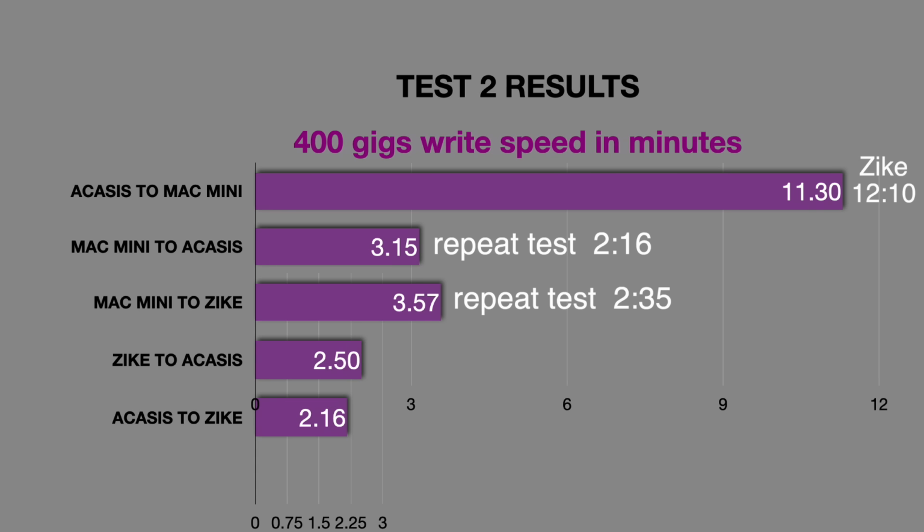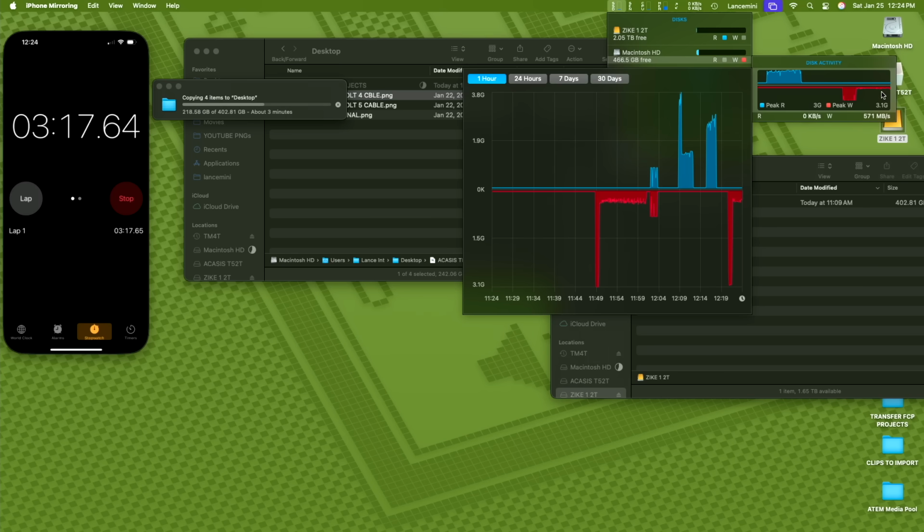But no matter how you slice it, both the external enclosures smoked the Mac Mini in prolonged write speeds. And looking at the chart here, this is the Mac Mini, you can see the Mac Mini started writing at 3 gigabytes per second, but then it throttled down to under 500 for the rest of the copy.